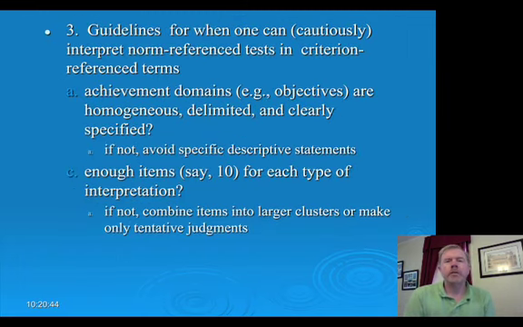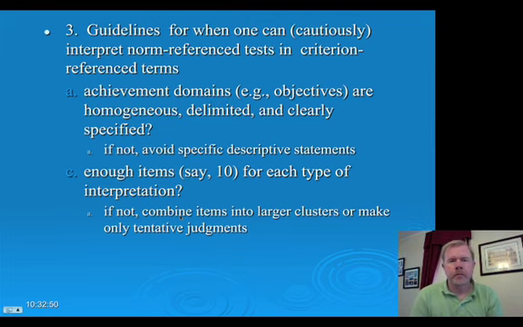We need to have guidelines for when one can cautiously interpret a norm reference test in criterion reference terms. One of the controversies that we've recently had in Maine, and it's settled out more in the last year or so, is the adoption of the SAT as our state assessment for high school. The SAT, of course, is a norm reference measure, and the state combines that with a second component of the SAT, which is the augmentations for math and for science.